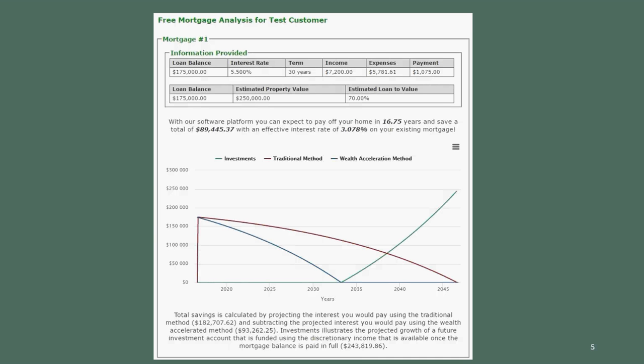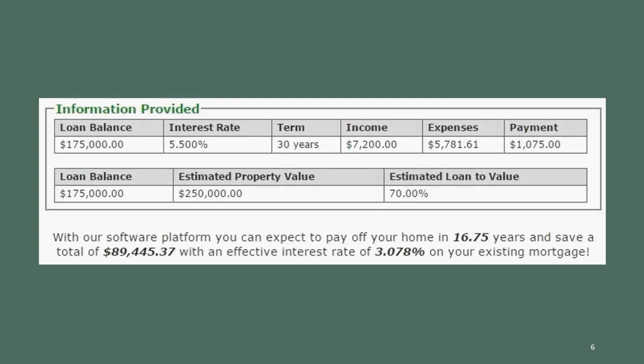So let's look at the top of the screen. The top of the screen confirms their loan balance is $175,000, the interest rate of 5.5%, term of 30 years. It shows their income, it shows their expenses, and it shows the mortgage repayment. We'll also see that the estimated value of the property is $250,000, and so they are actually lending 70% of the value of the property, which means they have 30% equity, which is reasonable.